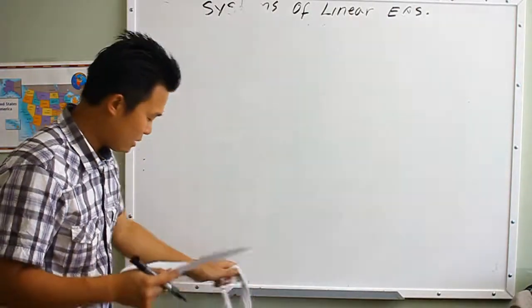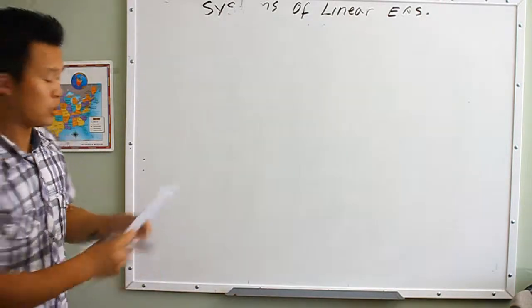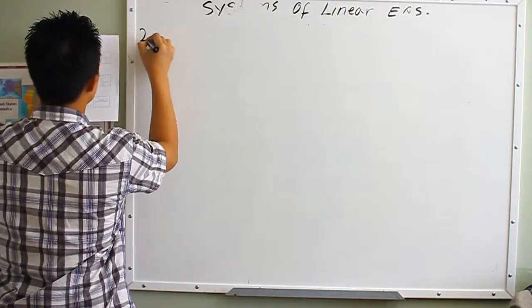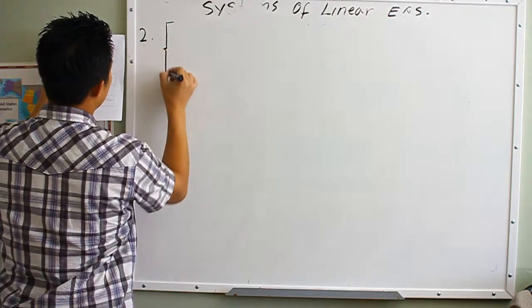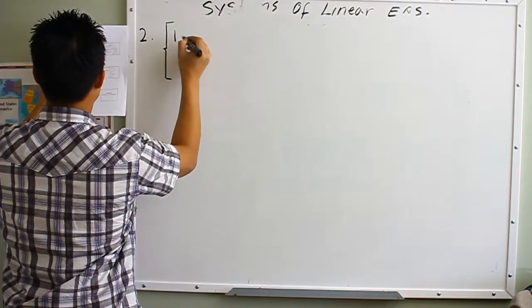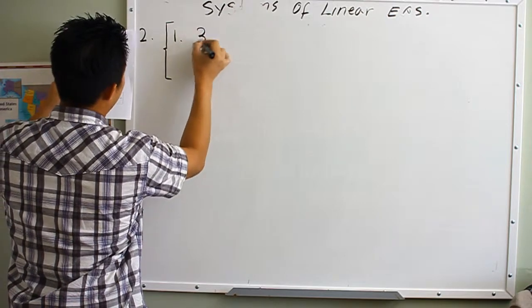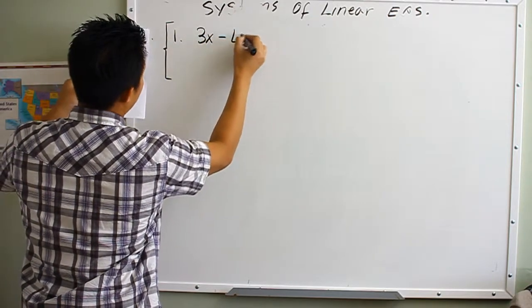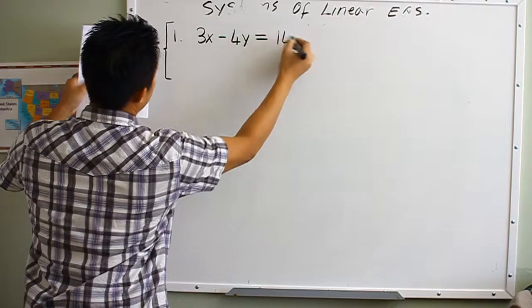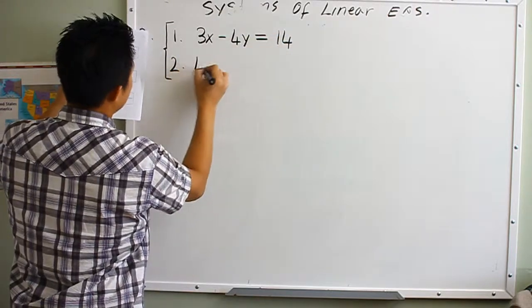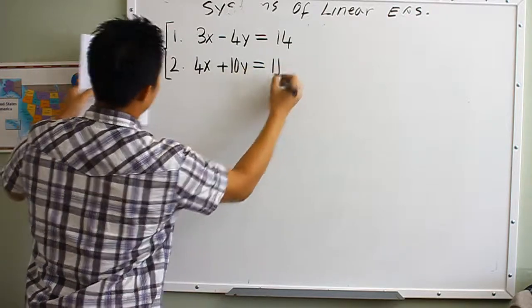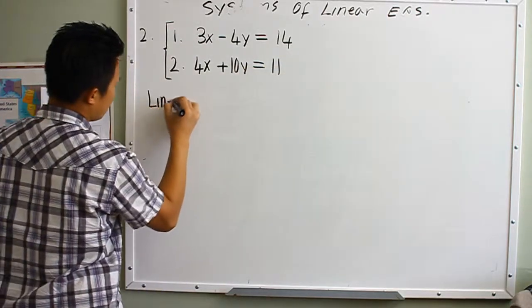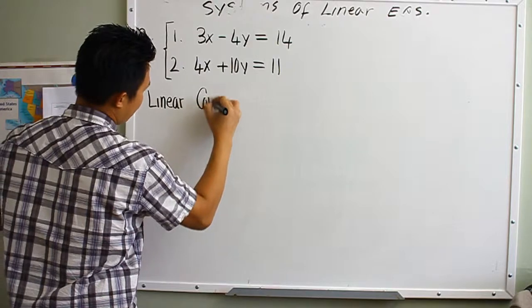All right. Now the next method that we're going to go over is called linear combination. So here's number 2. The problem here is 3x minus 4y is equal to 14. The second equation, 4x plus 10y is equal to 11. And we're going to use the method called linear combination.